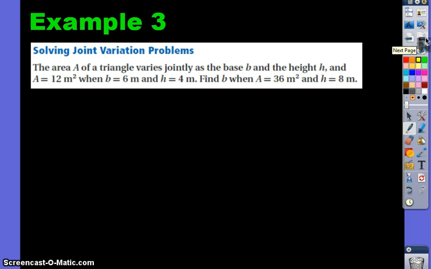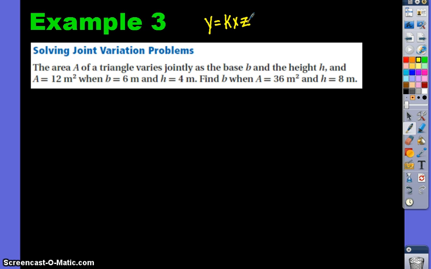It says the area of a triangle varies jointly as the base b and the height h, and area is 12 meters squared when b is 6 and height is 4. So find b when area is 36 square meters and height is 8 meters. All right, so we know that it varies jointly. So we know that we'll be using this equation, y equals k times x times z. And we know that the area A is varying jointly, so area A is going to be what y equals. This is going to be a two-step problem.